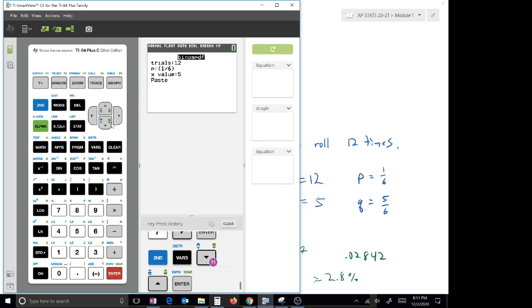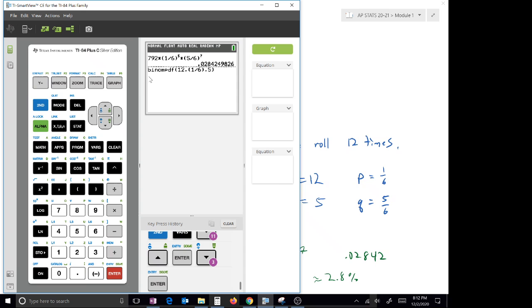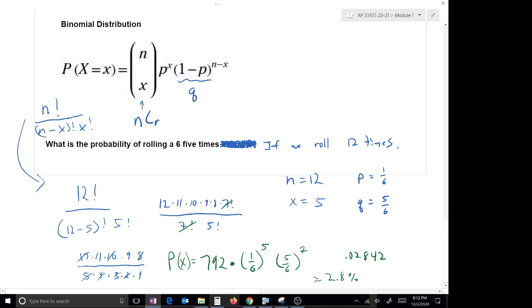All right. So we do have number of trials. That's going to be 12. The probability of success, that's P, that's 1/6. And our X value is 5, okay? By the way, you may not have that question asked. If it just goes straight to this is how you enter that: 12, 1/6, 5. And we get the same value, okay? So a lot quicker if we do it that way. Okay. And that is the end of this video.